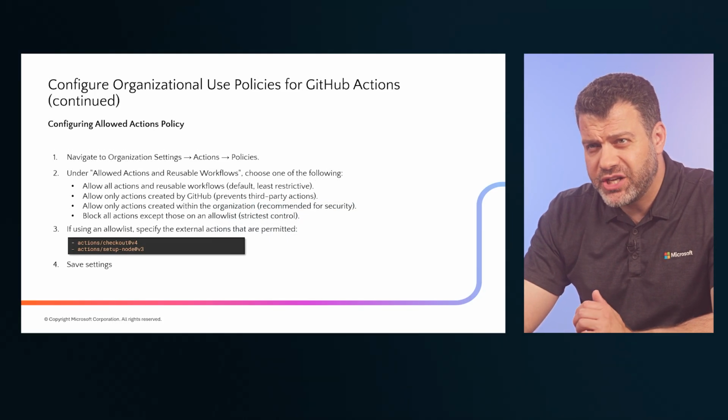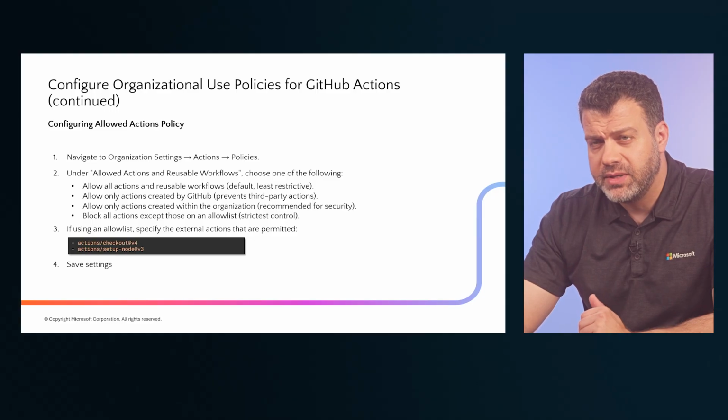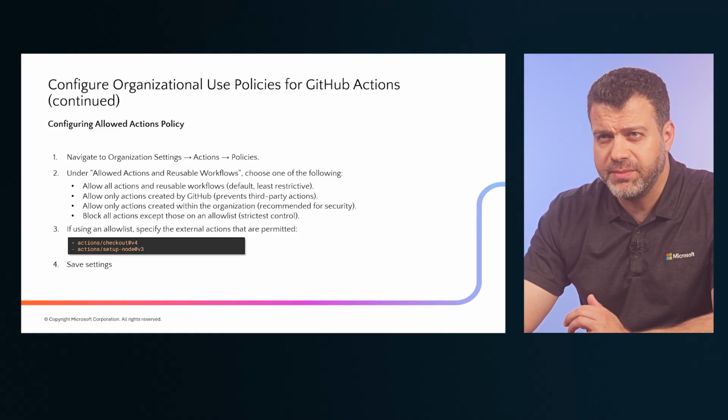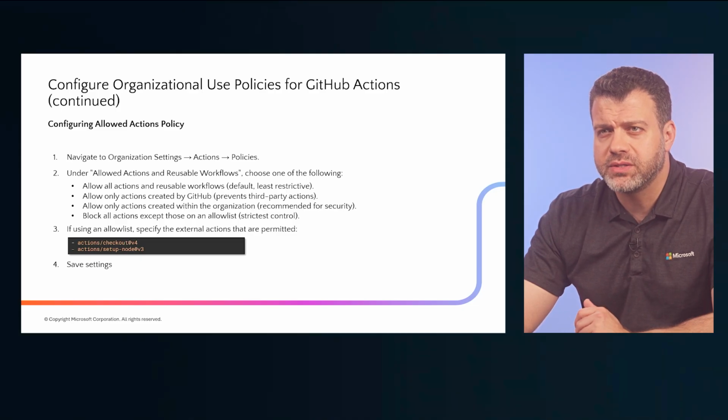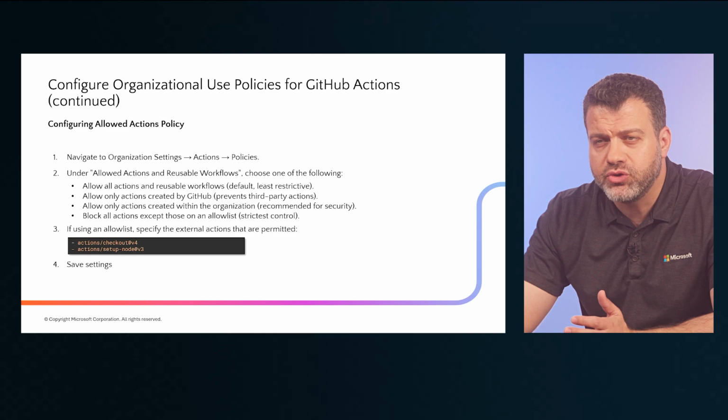Now let's talk about how you actually enforce the governance in GitHub. At the organizational level, the challenge is simple. How do you let developers move fast without opening the pipeline to risk? So, what can you control?